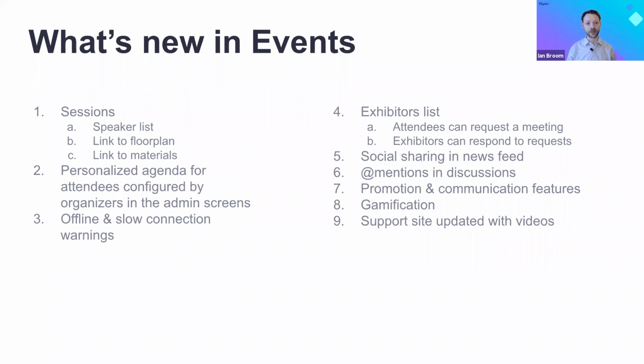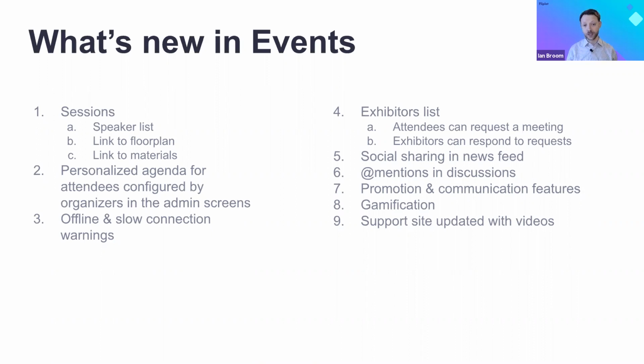So we've now added in an improved speaker list, link to floor plan, and link to materials directly inside the session information, so you don't have to transition over to other screens to collect a full set of information related to the session. We've added in a new admin interface that makes personalizing the agenda for attendees very easy for administrators. We've also added in the ability for the app to detect offline and slow connections and warn end users, just so that they're aware that it's not the app that's necessarily causing the slowdown. It could actually be that the network is suffering a performance issue.